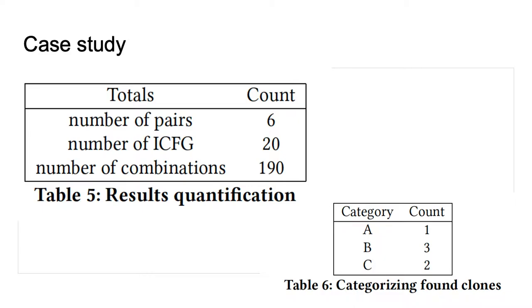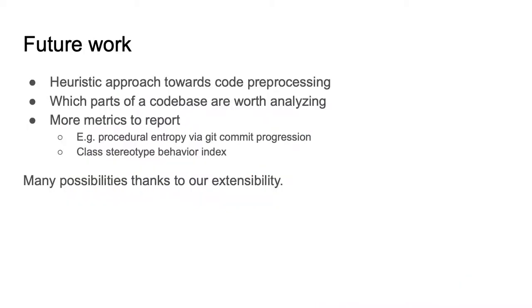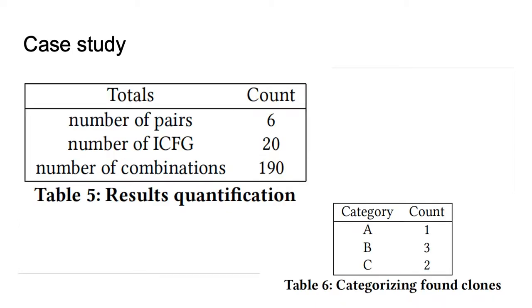So in our case study, we took an enterprise application. We derived 20 CFGs, which resulted in a total of 190 combinations, and we found altogether 6 clones that we categorized in these categories, A, B, C. A is the clone that is the most similar, it's above 90%, B above 80, and so on.